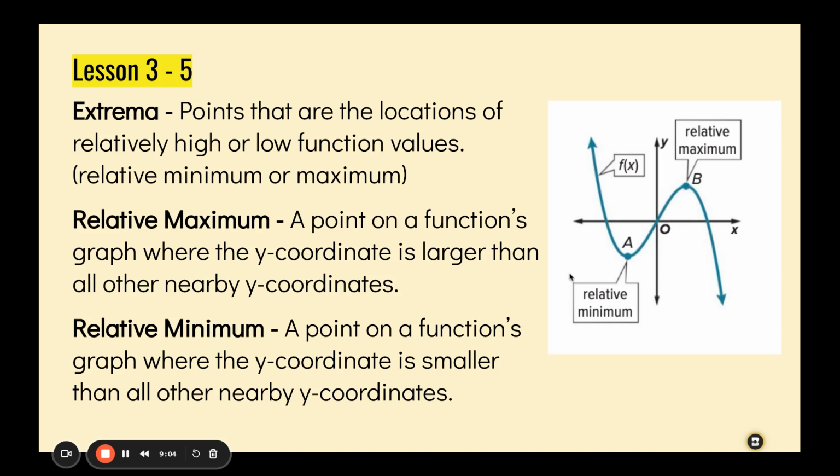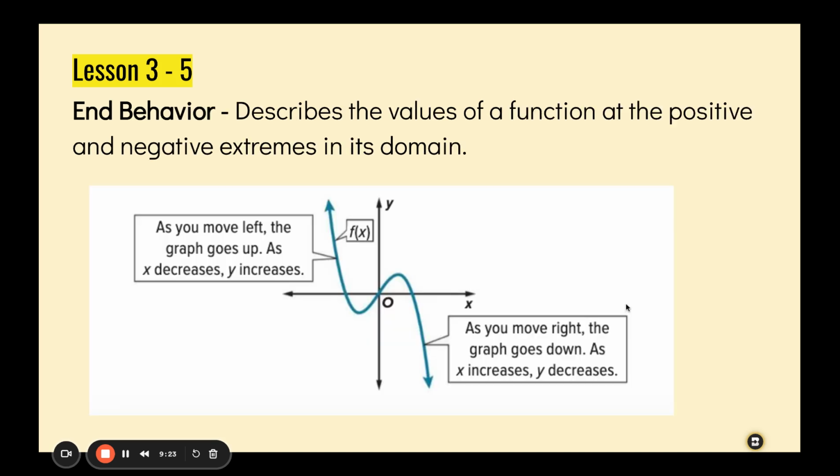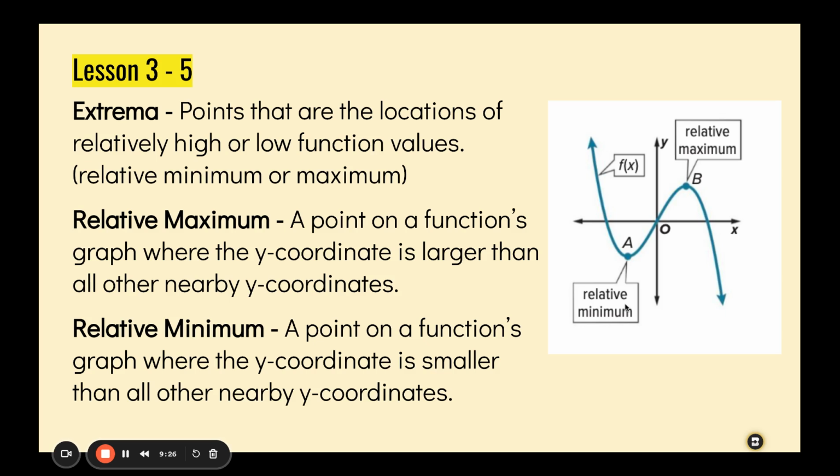Okay, relative minimum does the same thing, but it's at the minimum. A point on a function's graph where the y coordinate is smaller than all other nearby. So yes, this keeps going down, but right around this, that's why it's called relative, because it's not going to be the absolute minimum because this keeps on going down. This isn't going to be the maximum because this keeps going up. It's a relative maximum and a relative minimum.